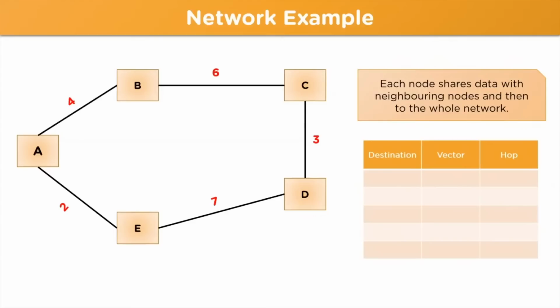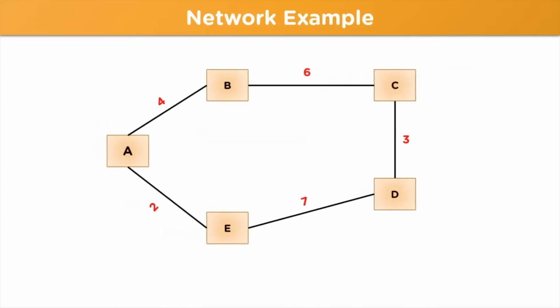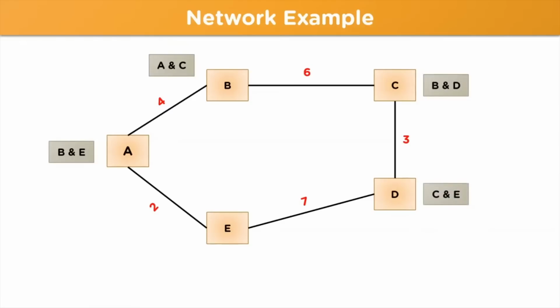Let's take a look at the neighboring nodes for this model. For node A, we have B and E, as they are directly linked to node A. For node B, we have node A and node C. For node C, we have B and D. For D, we have C and E. And lastly, for E, we have node A and node D. These nodes represent only the neighboring nodes.